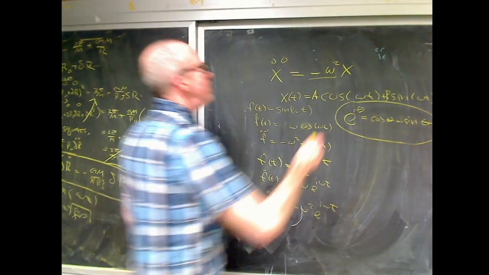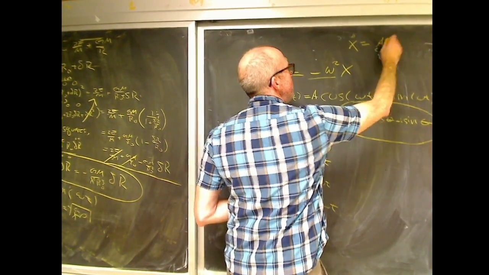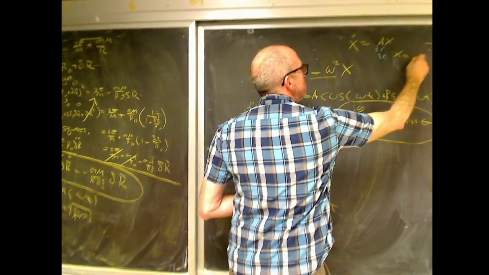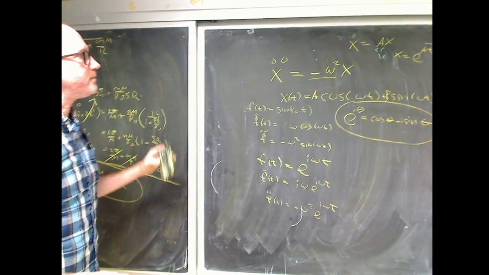The other one that you should know, just off the top of your head, x dot equals ax, x equals e to the a t. That's an exponential.